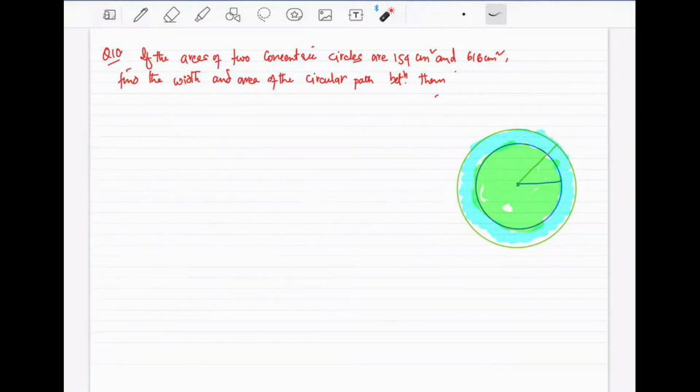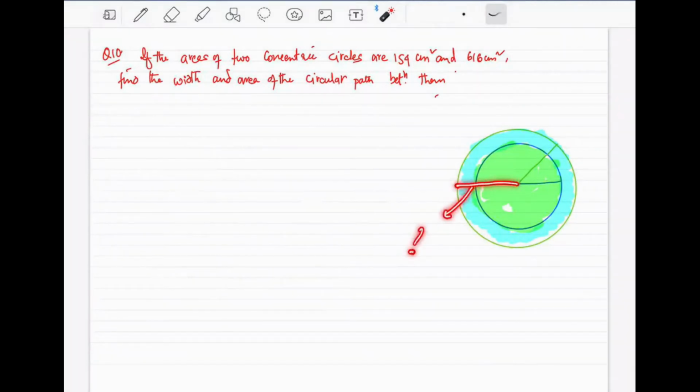This part is very easy, the area of the circular path. Because the whole value is 616, this green part is 154. So out of the 616, if I cut off 154, the remaining part must form the path, right? So the area of the circular path would be an easy thing because we just have to subtract 154 centimeters square from this 616 value. That way we are going to get the area of the circular path. But the question also asks to find the width. What is the width of this? Very easy. What is the radius?